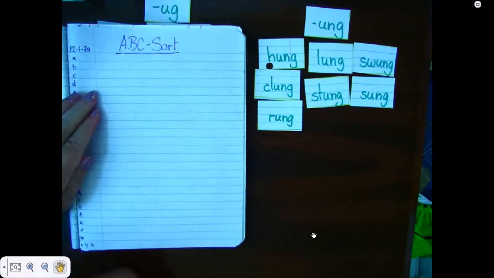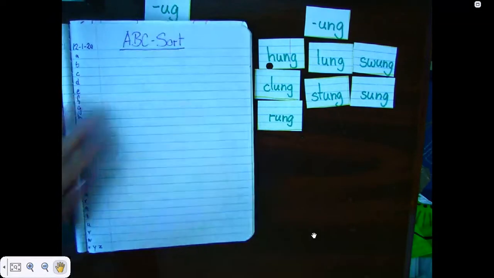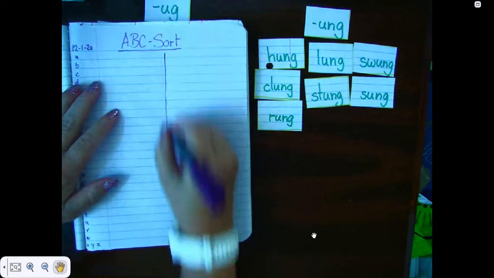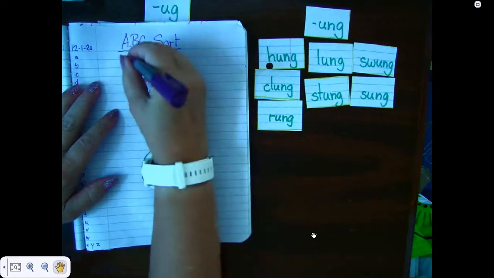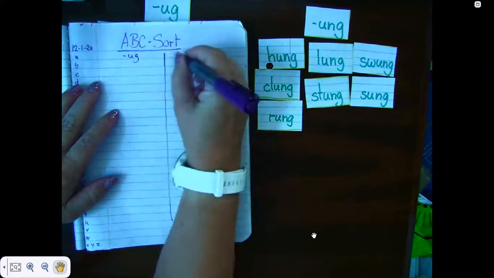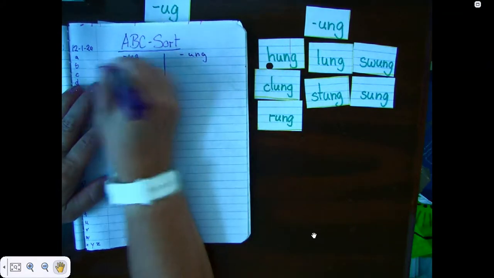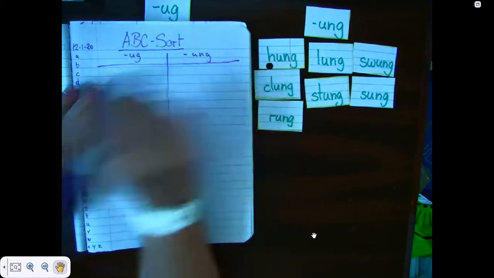All right, I got my ABC written down. Now I can sort my words. Oh, I have to write down my columns. I forgot. Line down the middle. This is our UG and UNG. And underline our headers so we know that's the headers.